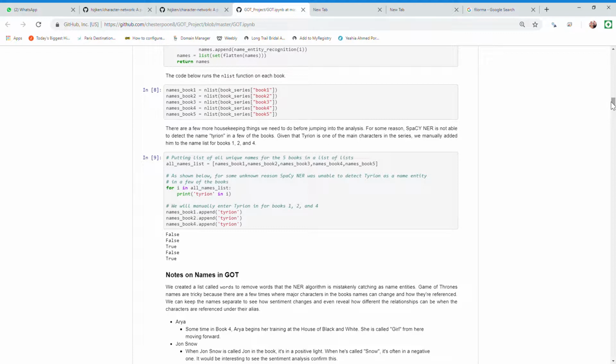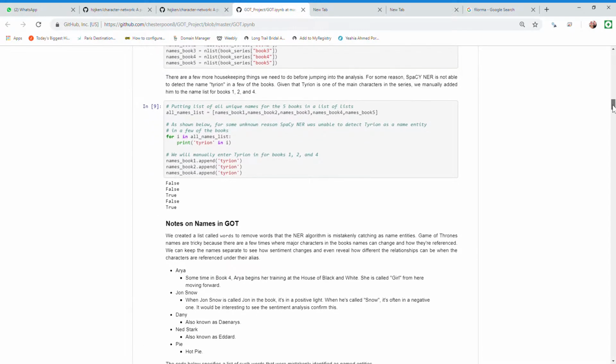So I mean, this is easy enough to deal with. What we just did was, we added the name Tyrion to these books. Now that he's on that list of characters for the books, hopefully when we run the co-occurrence matrices and the sentence matrices, he'll now be detected later on.